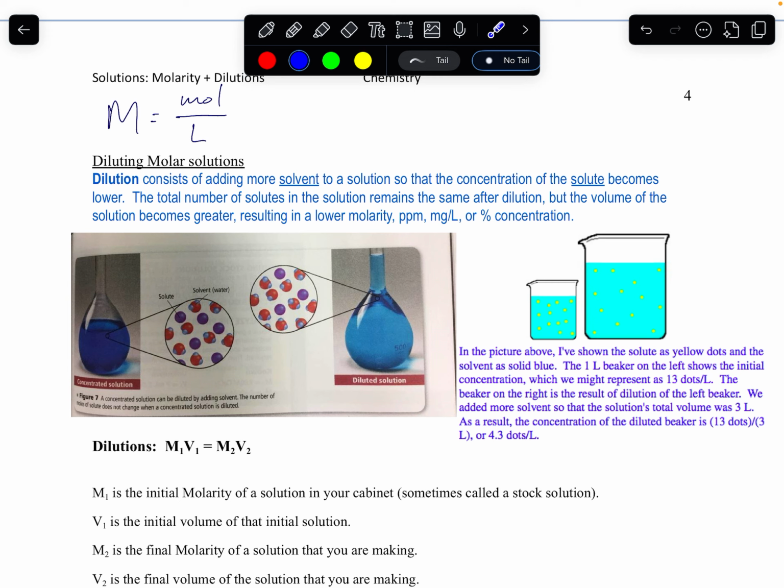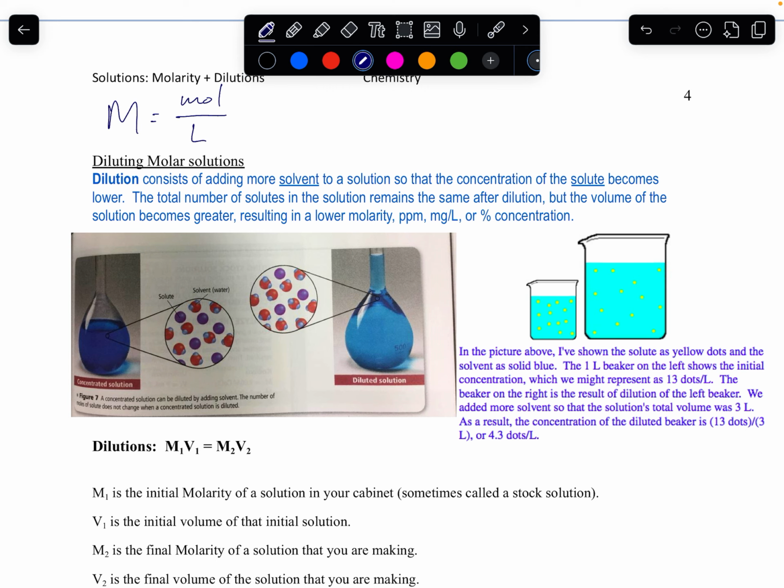Okay, so what I want to do today is talk about if I've already got a solution made, and I want to make other solutions from that. That's called making a dilution. So we always start with something that's going to be a higher concentration, and we can dilute it to make other solutions of smaller or lower concentrations.